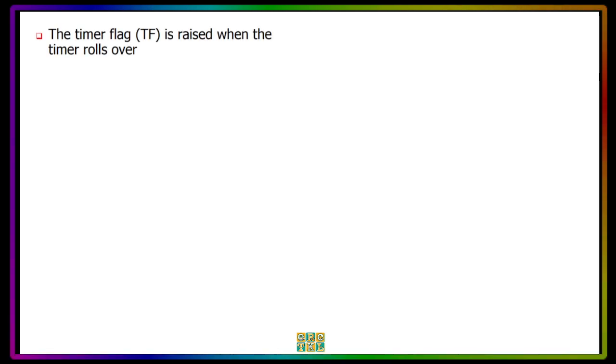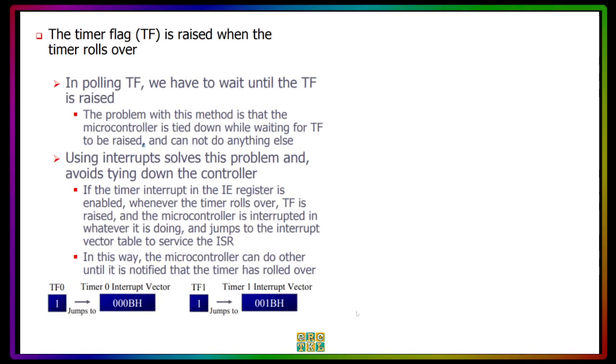Now, talking about the TF or timer flag, this is automatically raised, or becomes 1, when the timer rolls over. Remember that rolling over means the timer has reached the maximum count that it can do, and then it will go back to 0. That's why it's called rolling over. Now, in polling the timer flag, we have to wait until the timer flag is raised. Again, it only happens when the timer rolls over. And how will the timer roll over?